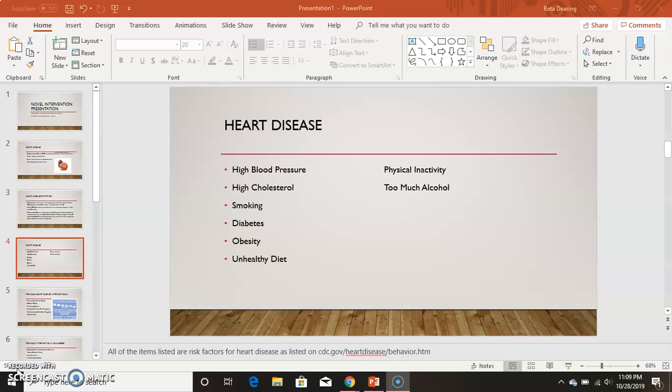As you can see by the slide, there are many risk factors for heart disease. The risk factors for heart disease are high blood pressure, high cholesterol, smoking, diabetes, obesity, an unhealthy diet, physical inactivity, too much alcohol, and what is not listed here is just having a sedentary lifestyle. So people like IT clerks or data entry people or administrative assistants have a higher likelihood than people that have more active jobs.